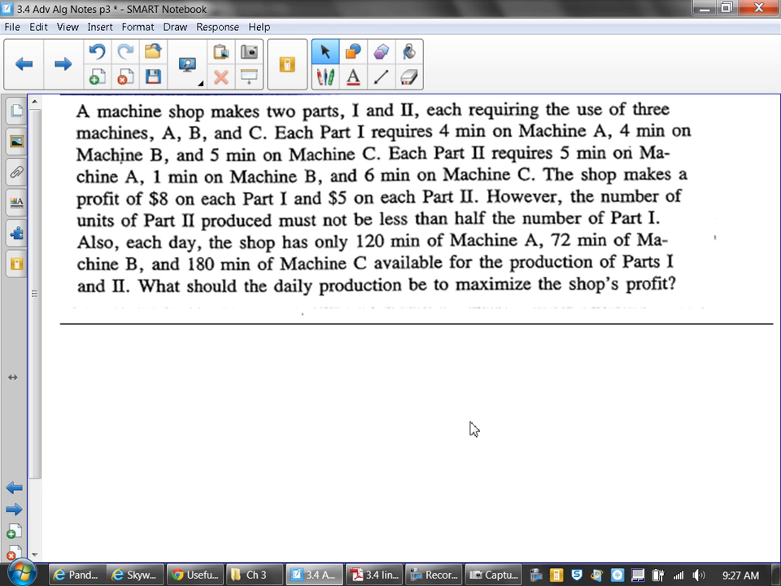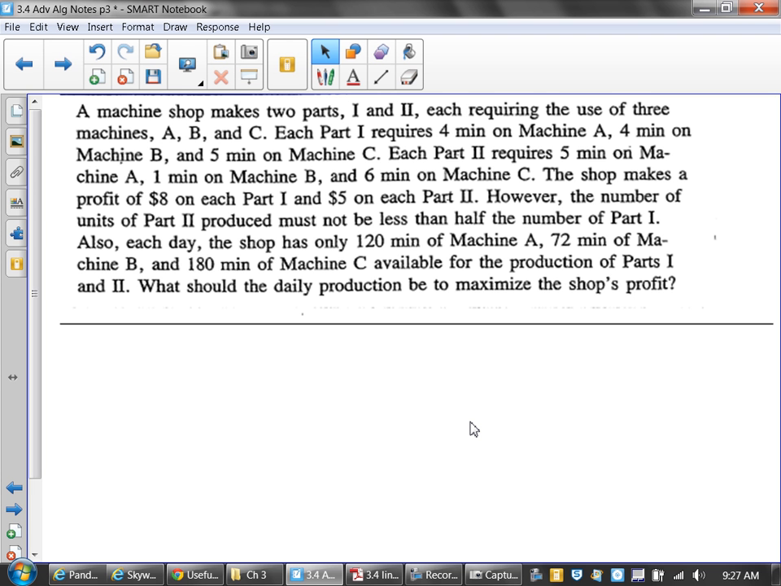So your machine shop is making 2 parts, and they use 3 machines. Part 1 is 4 minutes, and so on and so forth. It makes a profit of $8 on part 1, $5 on part 2. However, the number of units of part number 2 produced must not be less than half the number of part 1. There's a weird parameter for us. We haven't seen that yet. Also, each day the machine shop only has a certain amount of time, and so on.